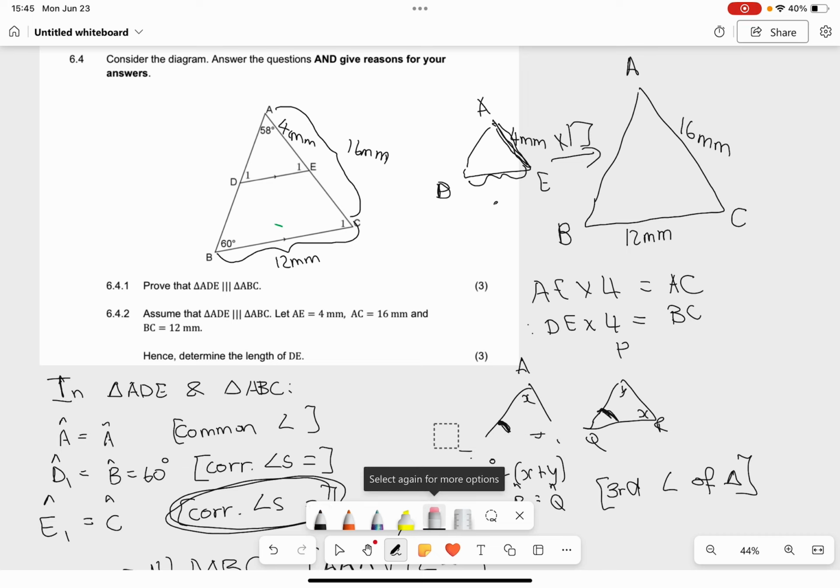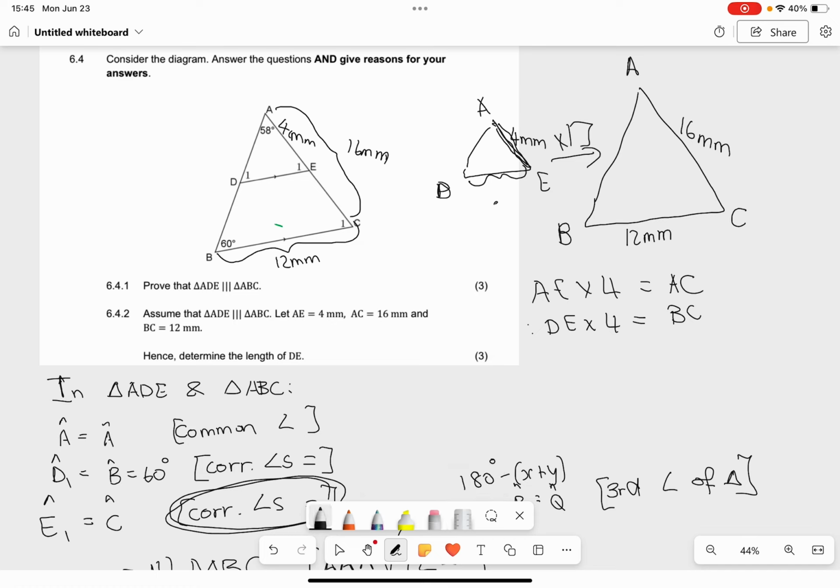Are we together? Because the triangles are similar to each other, we know that the sides are in proportion. Once you've proven that the triangles are similar, you know that for 100% sure the sides will be in proportion, which means all the sides of one triangle will be multiplied or divided by the same thing to get the sides of the other triangle. So here I can see AE is 4 millimeters, and I must have multiplied 4 by 4 to get 16, which is the length of AC. So now I want DE, and I know it's going to be multiplied by the same thing to get BC. I'm going to say DE times 4 is equal to BC.